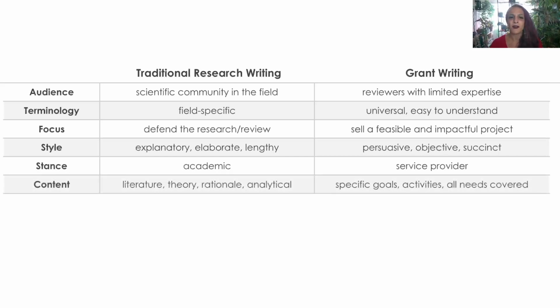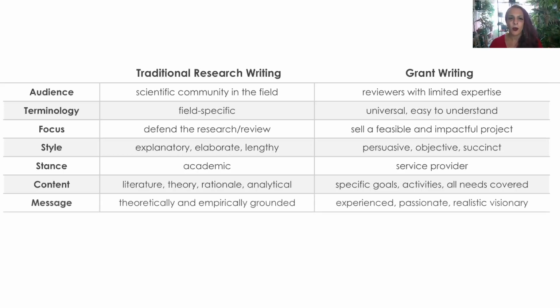The content of the document in traditional research involves literature and theory and the rationale and our analytical approaches, while in grant writing, it's a lot more about stating the specific goals, activities, and the needs of the project and how we're going to cover those needs and how we're going to achieve success.